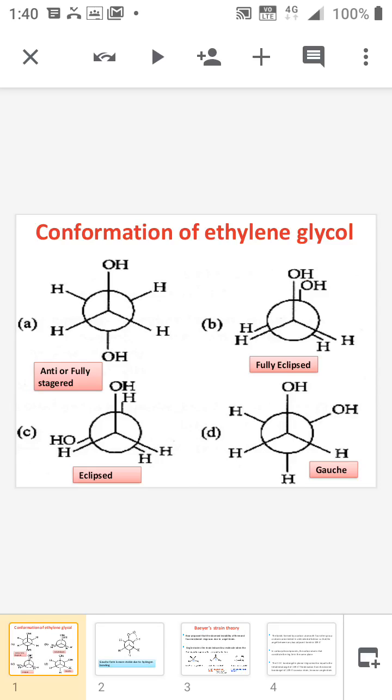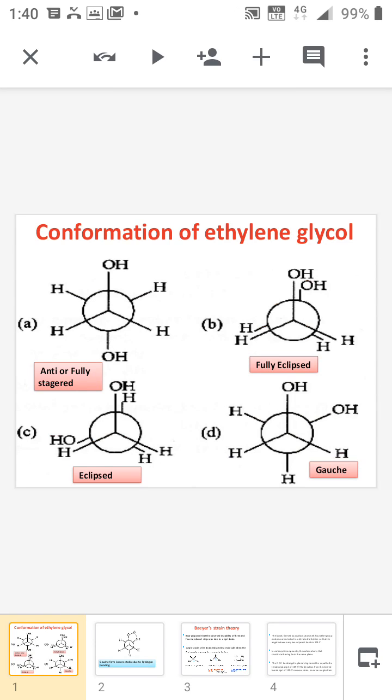Afternoon, everybody. Today we are discussing the next topic, that is the conformations of ethylene glycol. So we have discussed the conformations of ethane and butane. From that we have understood that the anti form is the most stable form, and here we are discussing the important conformations of ethylene glycol. Here we can see the four distinct conformations of ethylene glycol.